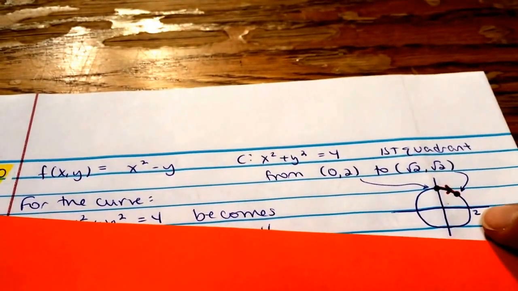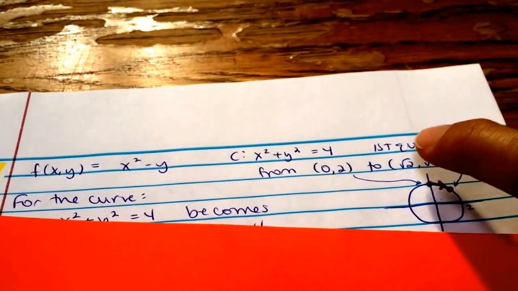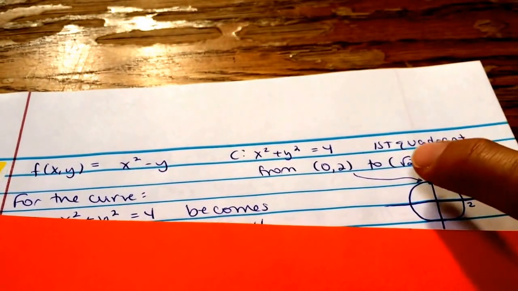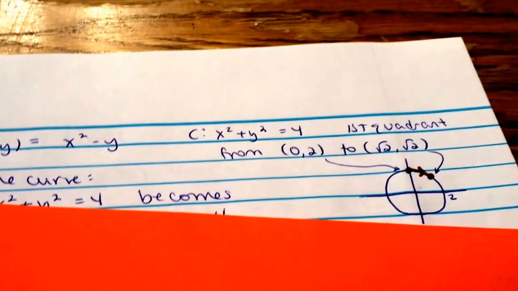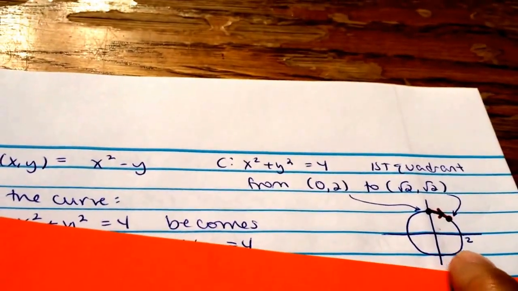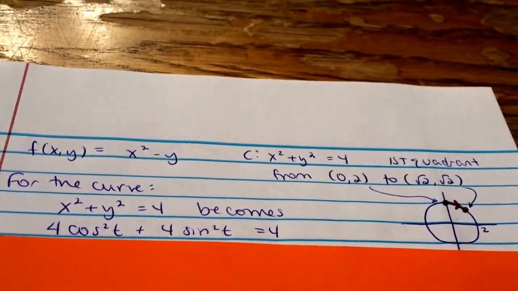This is not the unit circle because this is radius 2. So since it's radius 2, instead of square root of 2 over 2 and square root of 2 over 2, it's just square root of 2 and square root of 2. I don't know if that helps, but that's why it's different, because this is not the unit circle. The unit circle is radius 1, this is radius 2. All right, so for your curve, you need to get this.